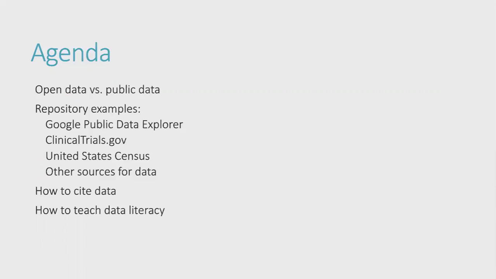So today we're going to talk about open data versus public data. We're going to go over repository examples, including Public Data Explorer, ClinicalTrials.gov, and the United States Census, and then I'll mention some other sources for data, and then we'll talk about how to cite public data that you find in these resources and others. And finally, a quick slide about how to teach data.